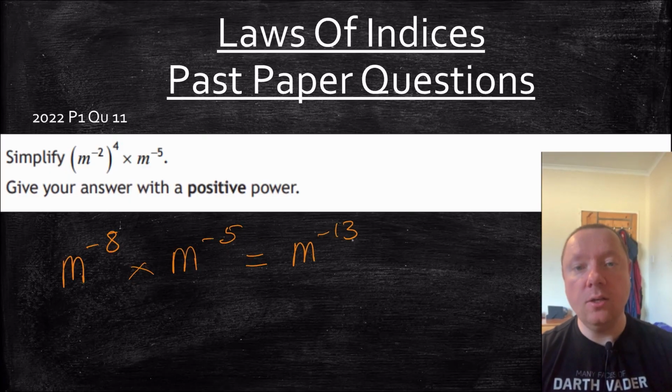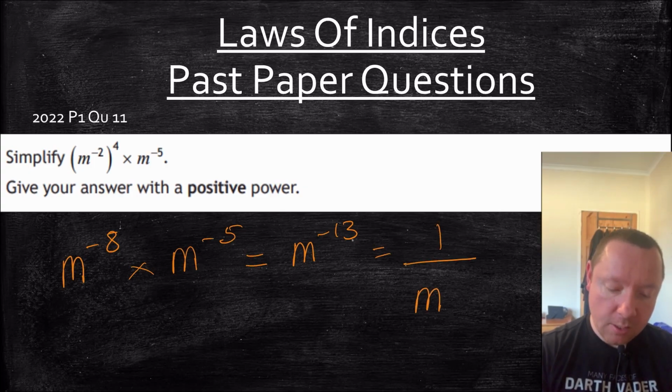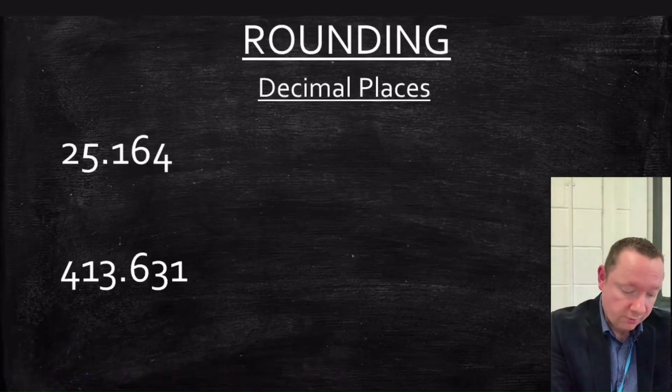But I'm not done yet because it says positive power. So I need to know my negative power means 1 over the positive version. In other words, 1 over m to the 13 for our final mark. And we're done. So if it was to 1 decimal place, we would round after the first decimal place.